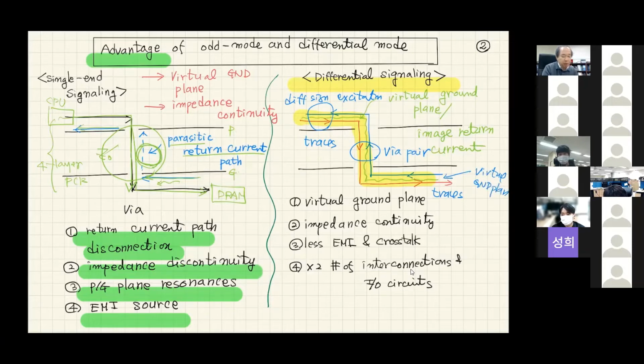If you have a virtual ground plane, by controlling the distance between your wire and the virtual ground plane, you can achieve more convenient differential mode impedance and odd mode impedance, and then you can minimize the reflection. So by having the differential signaling scheme, it is easier to achieve impedance continuity, and because of that, we're gonna have less EMI and crosstalk issues. But the penalty of this interconnection is that the interconnection number will become twice compared to the single-ended signaling scheme.